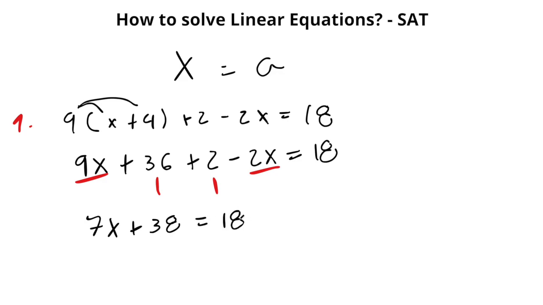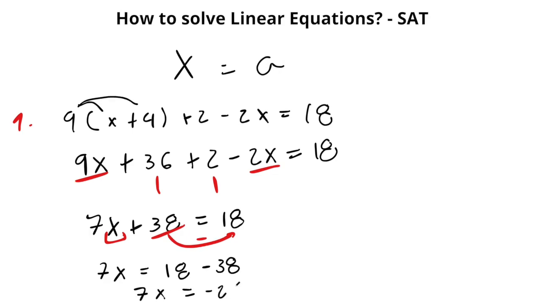What is our next step? Well, we must search for a way to get rid of the 7 and of the 38 so that the x can stay alone at one side of the equivalence. So first, we pass the 38 to the other side to subtract, since it is adding. That means that 7x is equal to 18 less 38, giving us a value of less 20.